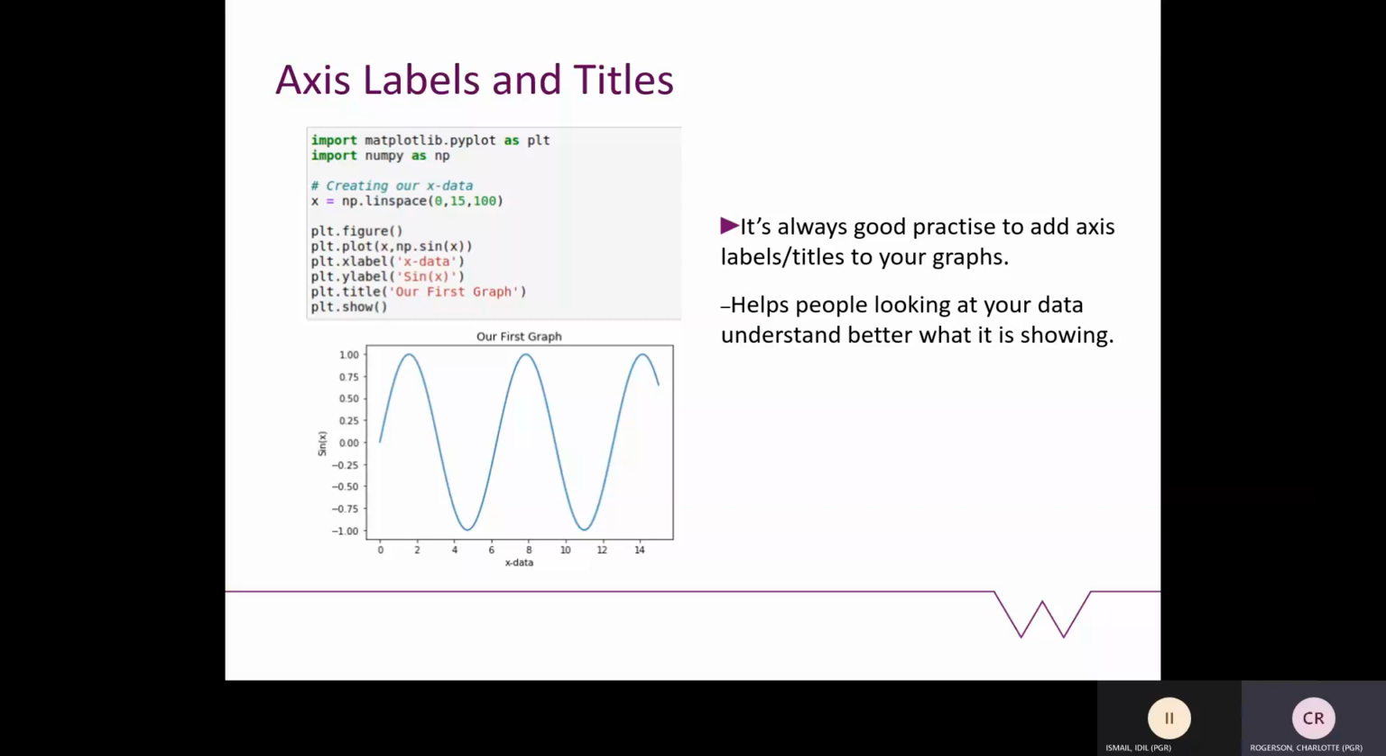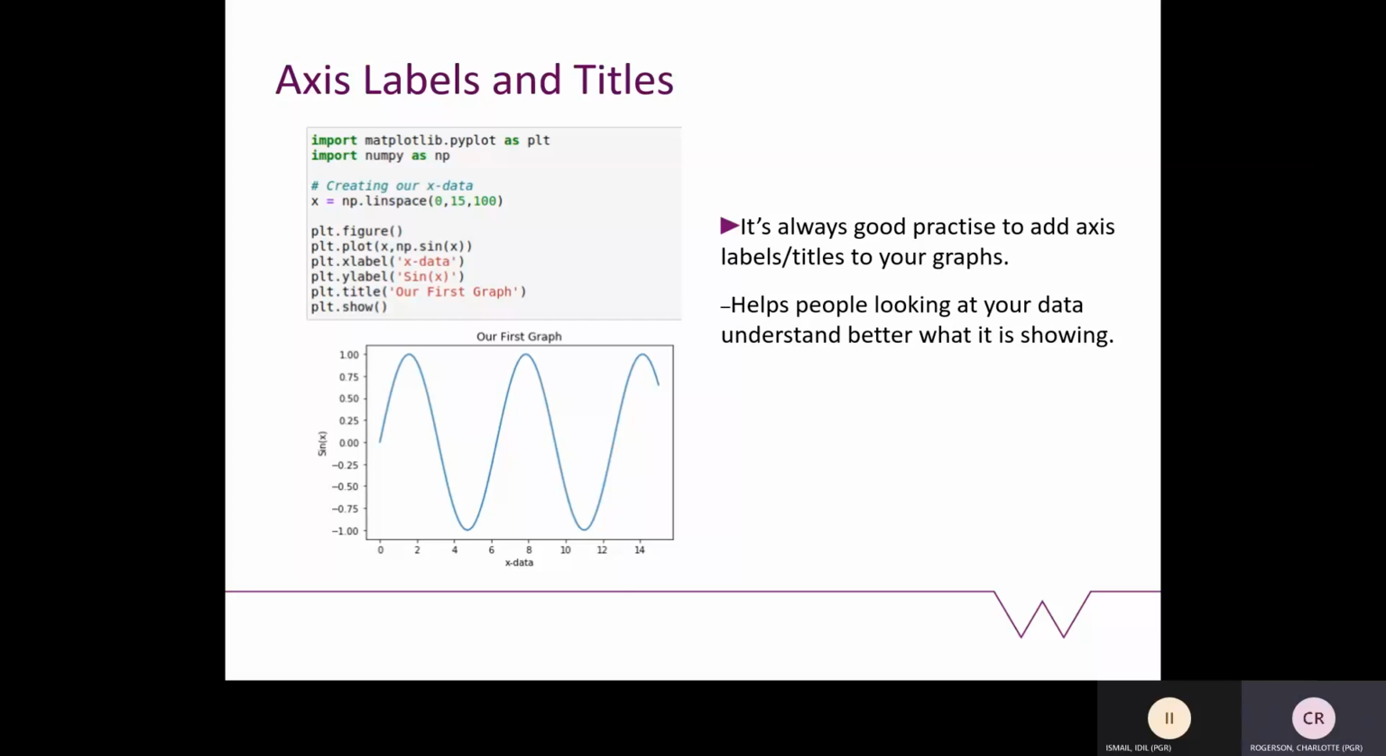So now that we have seen how easy it is to plot simple data, it is worth going over how to add axes, labels and titles to your graphs. It's always good practice to include axis labels and titles to your graphs, as it helps people understand better what your plots are trying to show. This can easily be done by the 3 functions added to the code here. So we have plt.xlabel, ylabel and title.